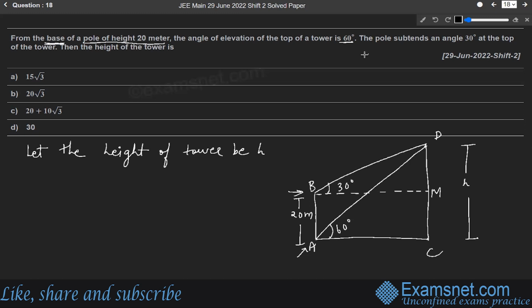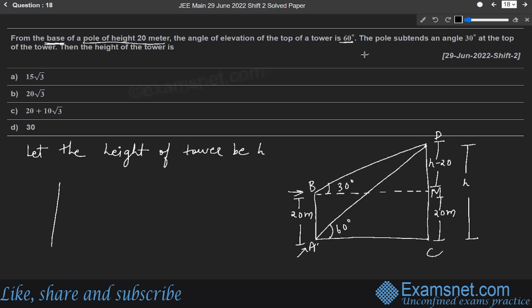Since we have drawn a horizontal line here, AB will be equal to CM. AB is 20, so CM will also be 20 meters. Now, if we want the distance DM, we know the whole value is H. CD is the height of the tower, CD is H here. If from CD we subtract the value of CM, we can find DM. DM will be H minus 20, right?